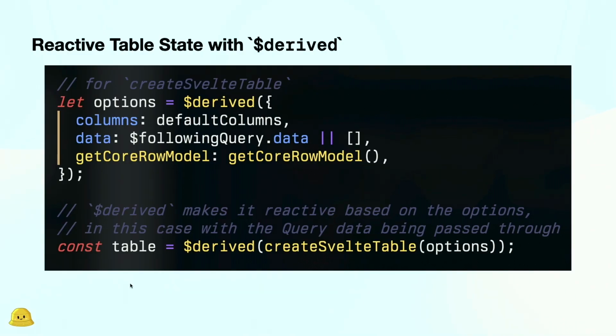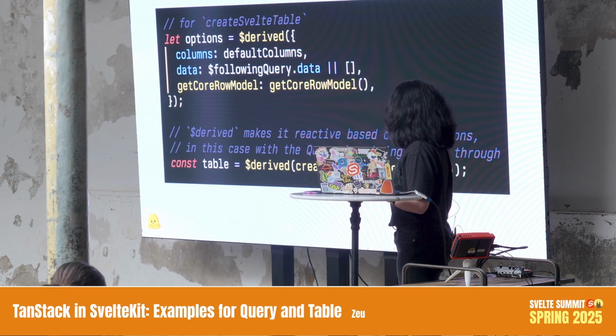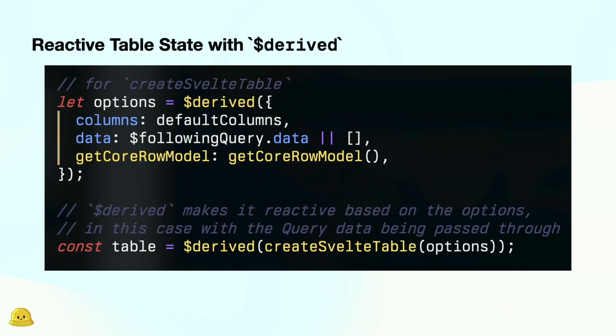Now, to actually use the columns, we make an options object, and we want to make sure that it's reactive. So we're going to use derived here, mainly because of followingQuery.data. We're getting that from the query function. And if there's no data, if it's erroring out, we just want to give it an empty array. You have to have the getCoreRowModel function, and you can just use the basic one. I believe that you could customize it even further, but just doing this is enough.